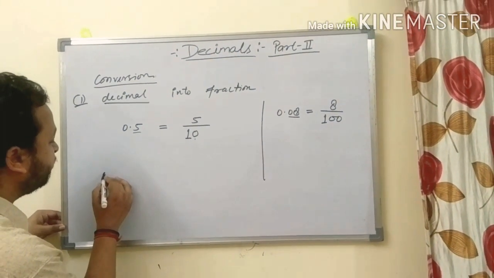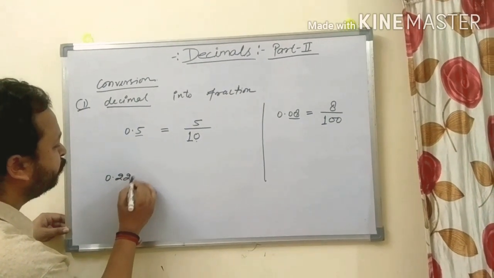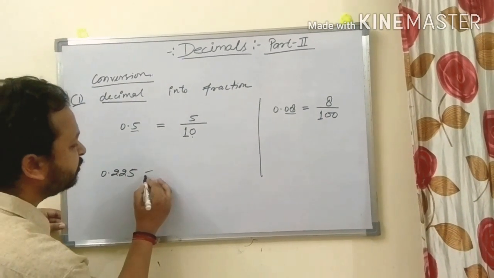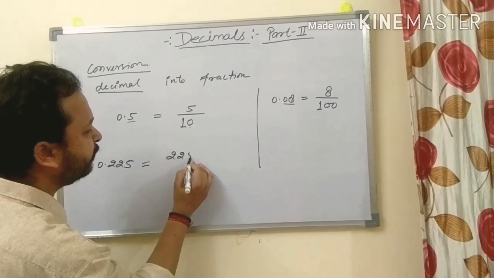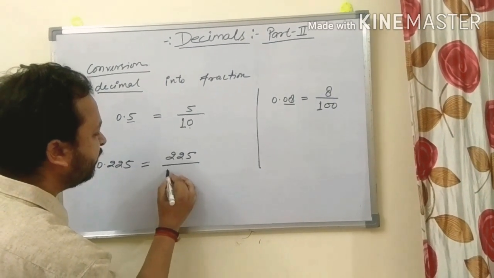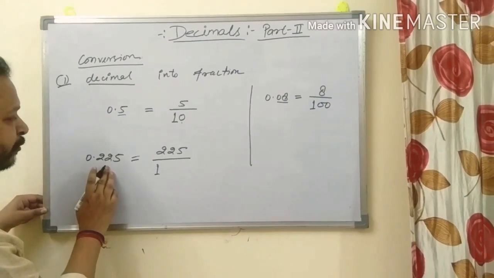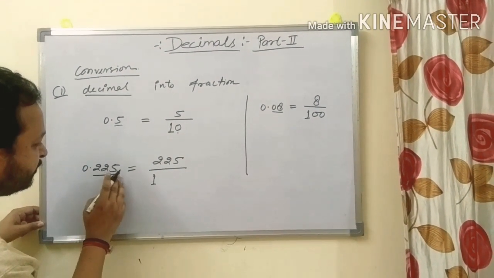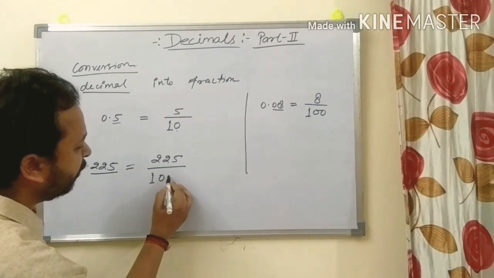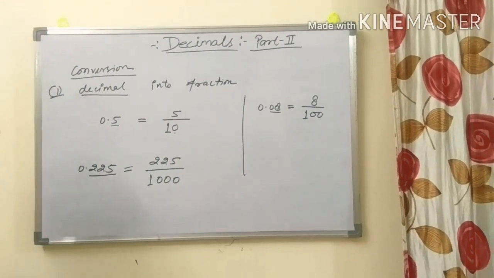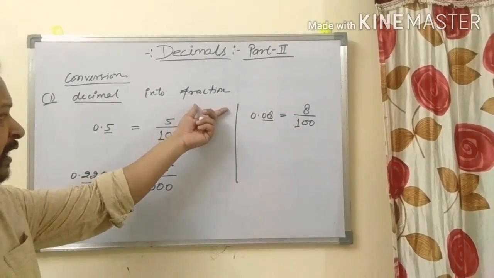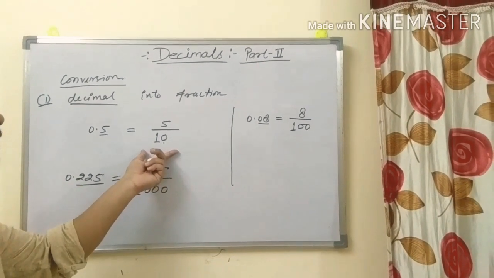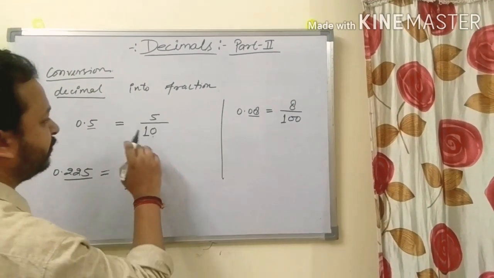And if there is a number 0.225, so write the number only, 225, and write 1 in the denominator and put as many zeros as there are decimal places. So there are 3 decimal places, so 1, 2, 3, right? And we have to convert it into a fraction. This is a fraction, but convert it into the simplest form.